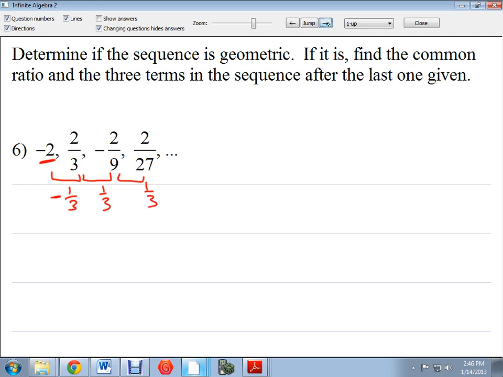Now we are looking for the next three terms of the sequence, so we'll know that r is equal to a negative 1/3. We are going to then just keep multiplying, and that's going to become a negative 2 over 81, and so on and so forth, just by multiplying by a negative 1/3.